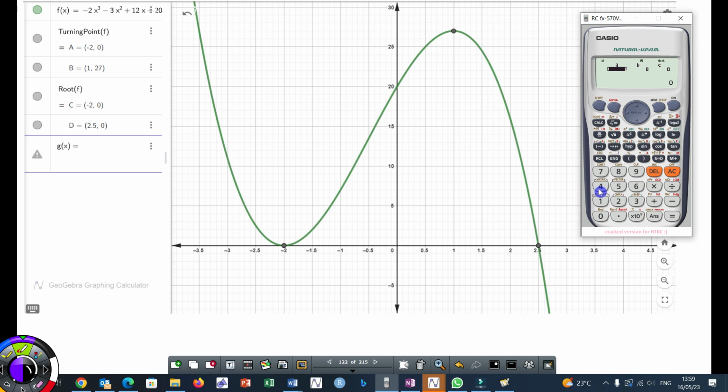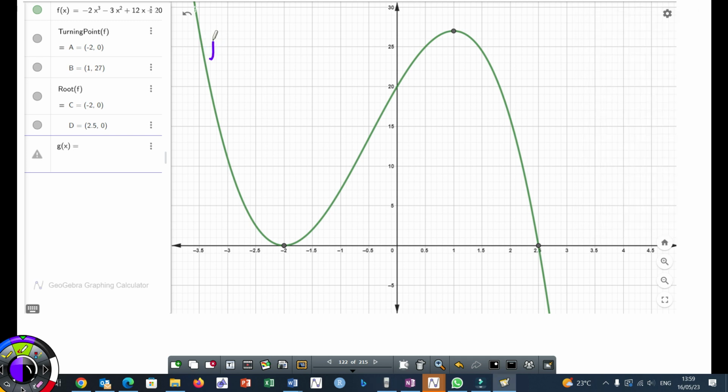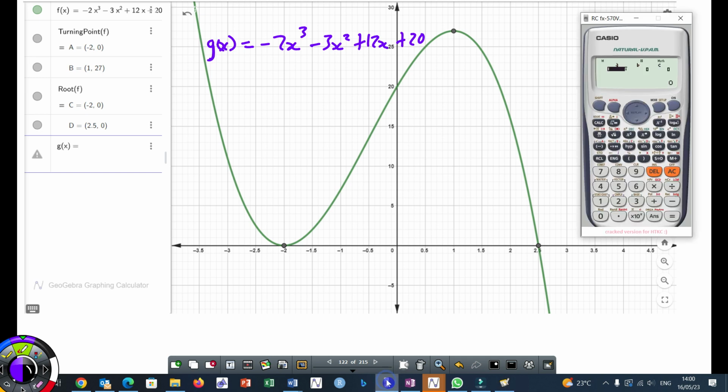Okay, so the equation is g of x equals minus 2x cubed minus 3x squared plus 12x plus 20. If the question does not ask you to determine the x-intercepts first, and they ask you to sketch, then you can use your calculator. But if the question asks you to determine the x-intercepts, then you go via the factor theorem, the manual way. But your calculators can solve a cubic equation for you, as I just showed you there.